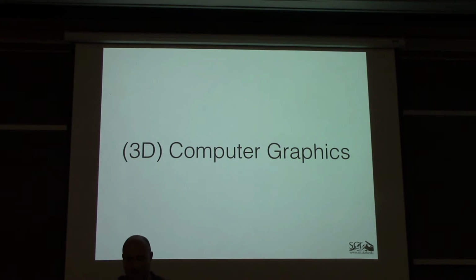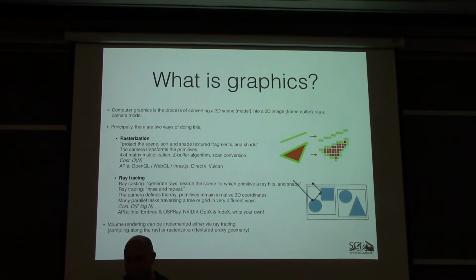So now I will talk about 3D computer graphics basics. Computer graphics is the process of converting a 3D scene or model into a 2D image, the frame buffer, via camera. And there are two principal ways of doing this. One, the most popular, is rasterization, which is the process of projecting the scene and then sorting and shading a bunch of textured fragments, think triangles, and then shading them either per pixel or in some sort of interpolated way using the bilinear interpolation idea that we had in the last lecture.